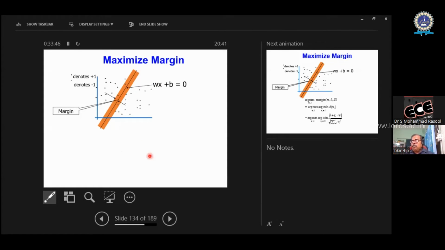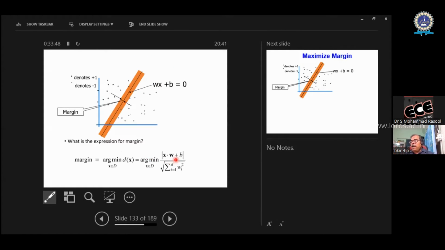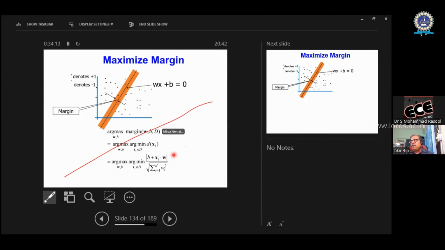So given the parameters of the line, that is, for 2 dimensions, it will be just slope and intercept. Given that, which are the nearest ones, which have the nearest distance to that, they give you the margin. And now we are trying to maximize it by finding the optimal values of this W and B. So that is the optimization problem.